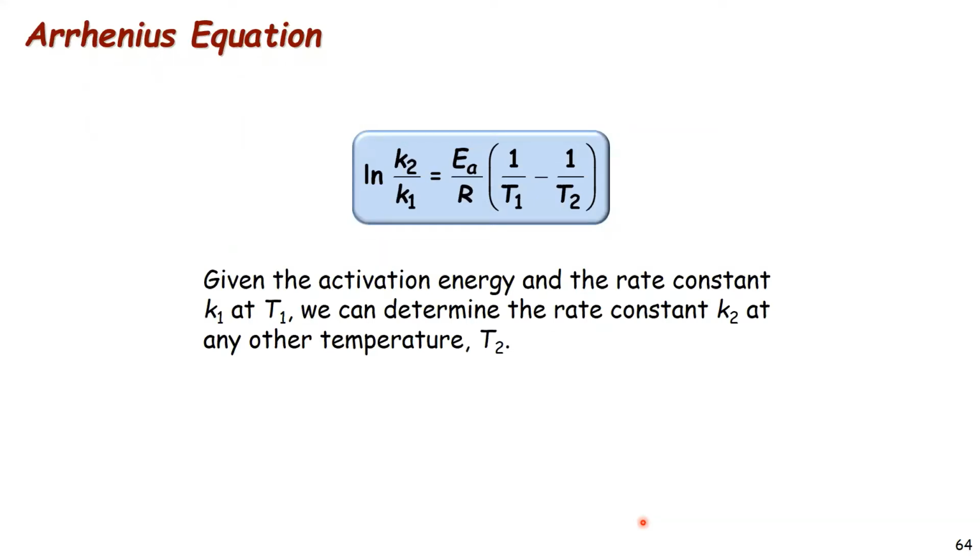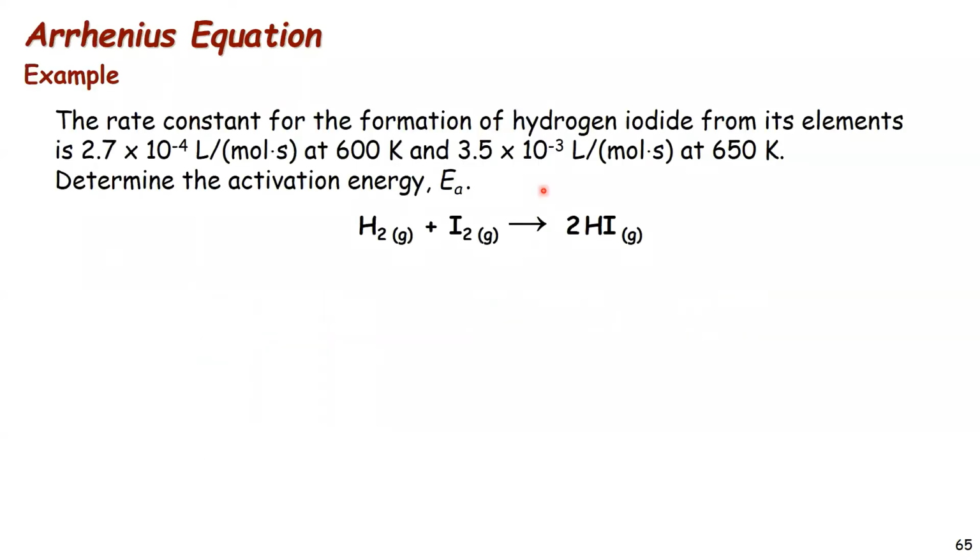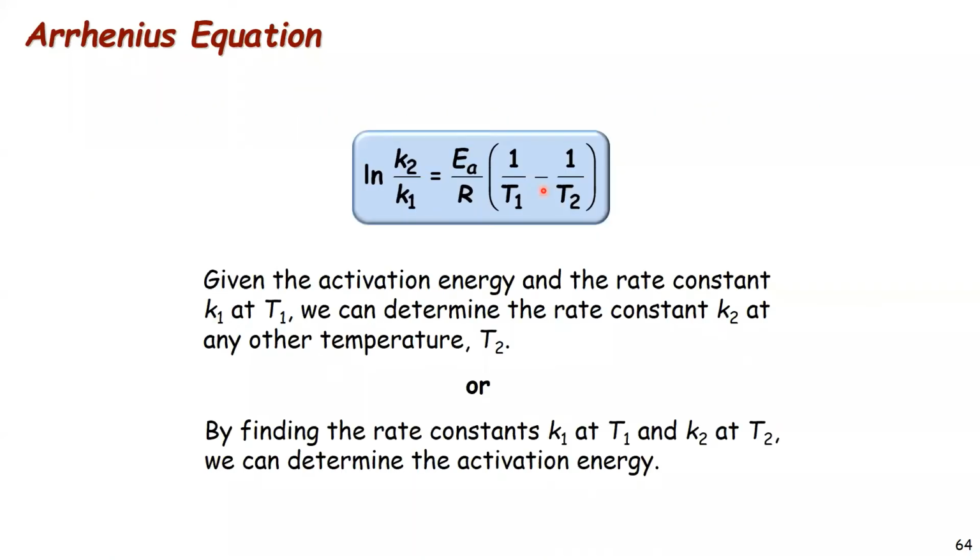So there's the modified Arrhenius equation. And like I said, we're going to be able to use this. If we know the rate constant at two different temperatures, we can find the activation energy. Or if we know the activation energy and the rate constant at any one given temperature, we can now determine the rate constant at any other temperature. So we could use the modified Arrhenius equation to do that.